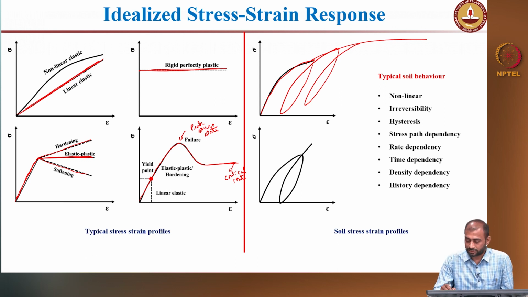So again, that's why the soil behavior is stress path dependent, and also it's rate dependent. So if you do it at a very small strain rate, the material response will be different. Also if you do it at a very high strain rate, the response will be different. In addition to that, you also have time dependency, right?